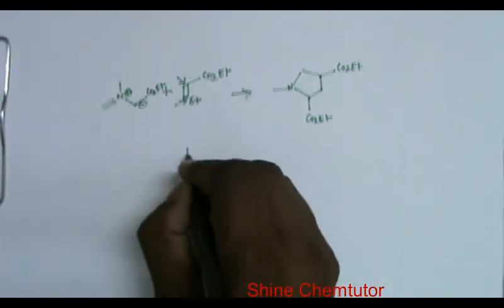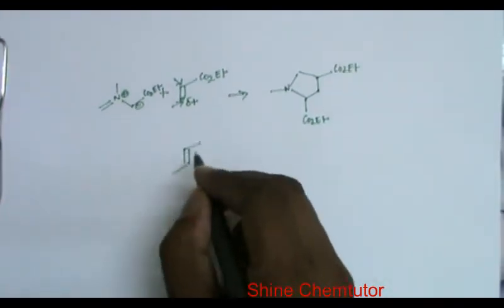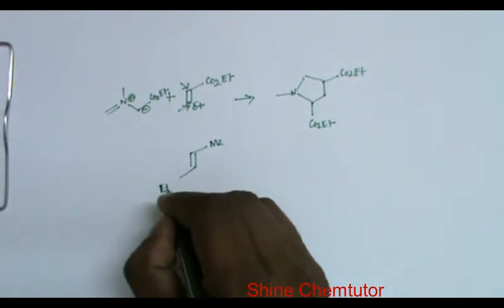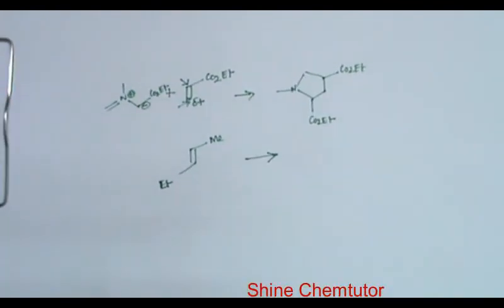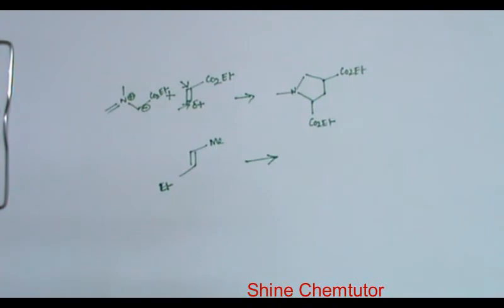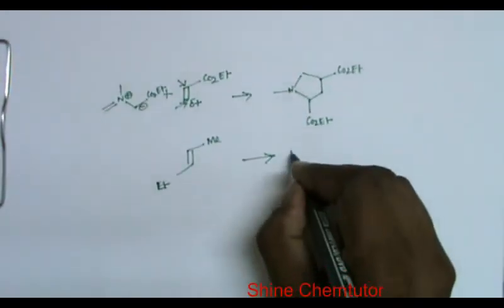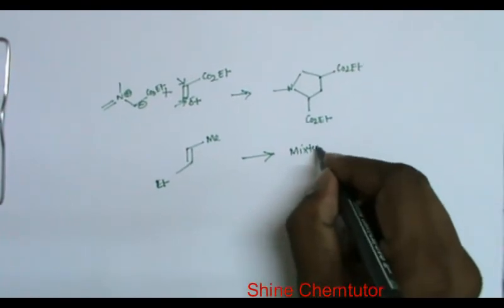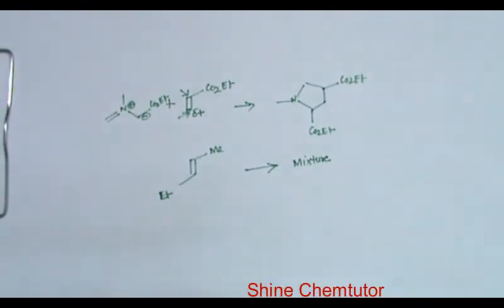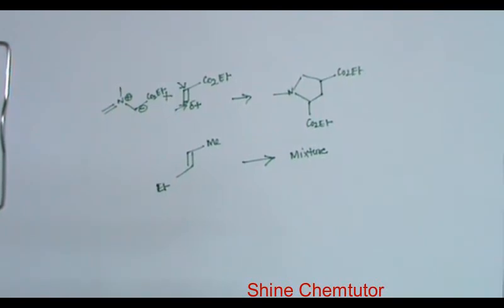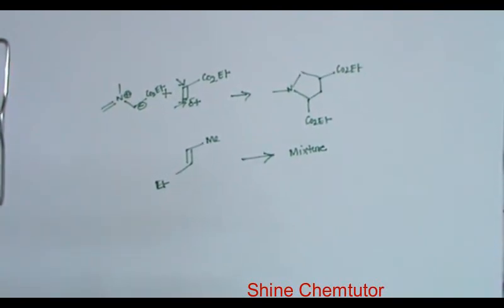Suppose I have like this, methyl and ethyl, both are not electron withdrawing. Now you will get a mixture. The selectivity will be poor. So this is about the regioselectivity. You should know which position is nucleophilic, which has the minus charge on the dipoles.